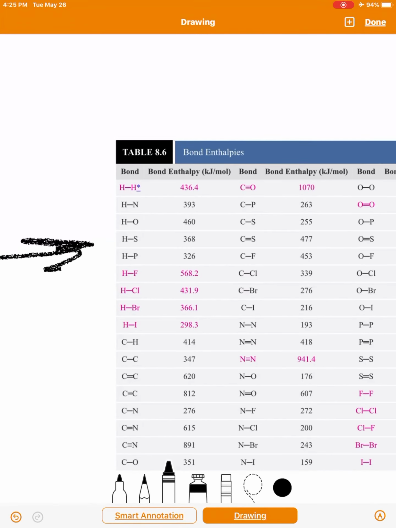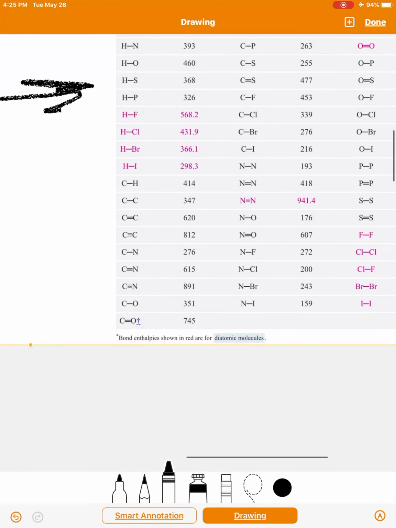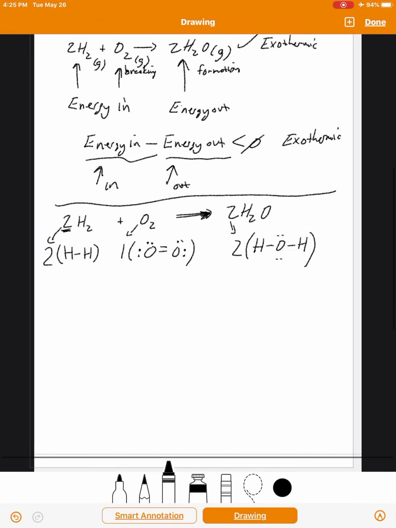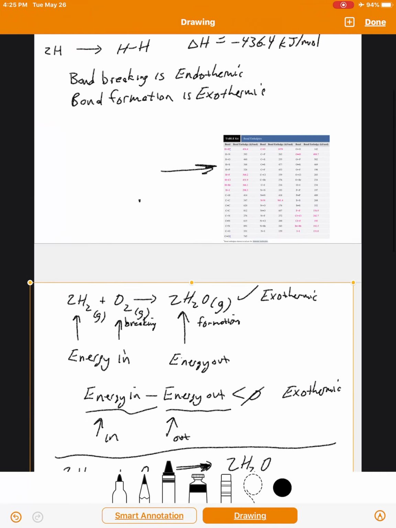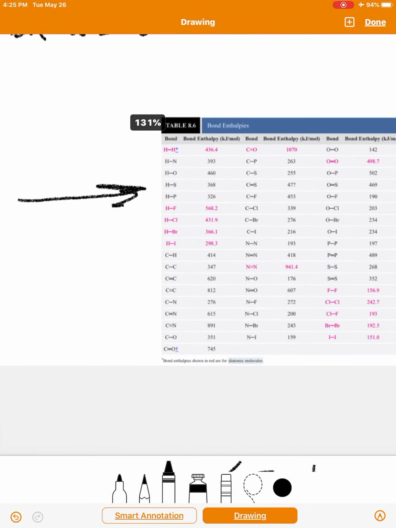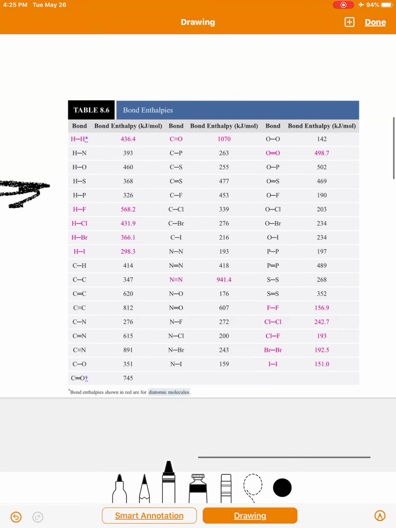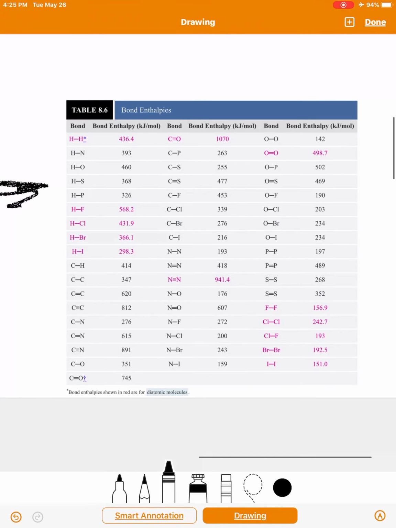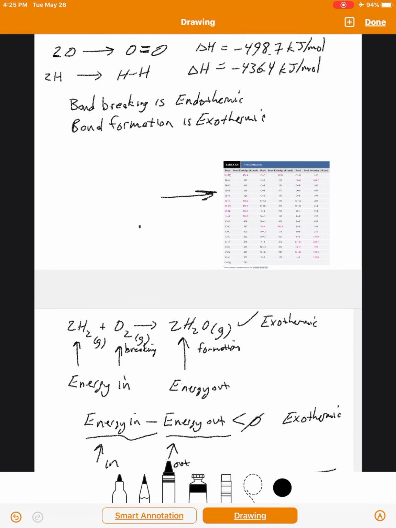It's 436.4, okay? So 2 times 436.4. And then I'm going to add that to the second reactant. For oxygen, if you look for O2, it's 498.7. It's the one in pink, 498.7.